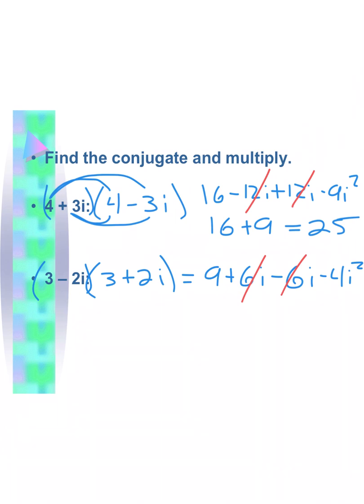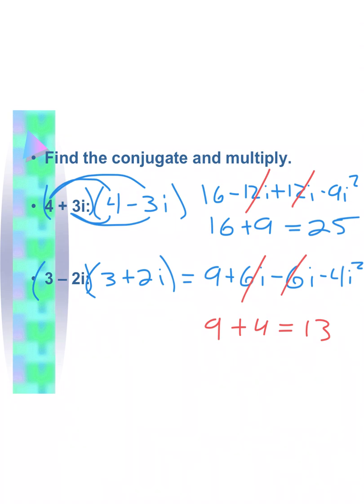And then when we simplify, we get 9 plus 4, which is equal to 13. Again, we get plus 4 because i squared is equal to negative 1, and we end up getting a negative 1 times a negative 4 to become a positive 4. Looking at our shortcut, if a was 3 and b was negative 2, and I square them both, we still get 9 plus 4, which is 13.